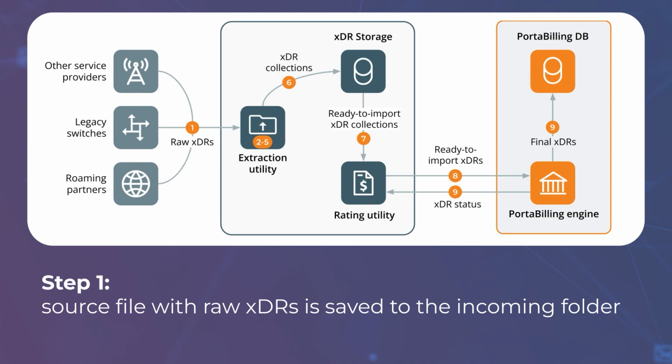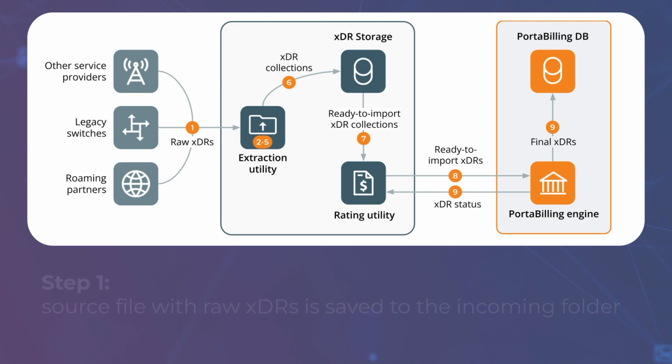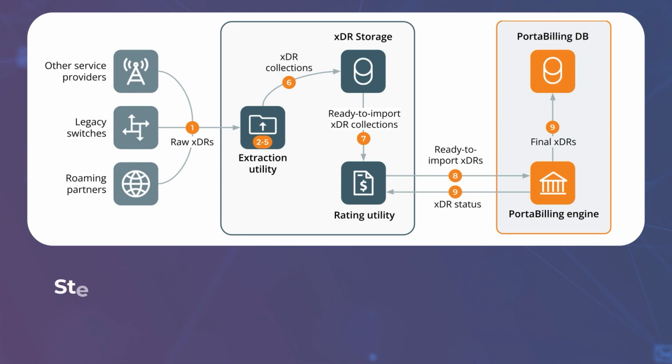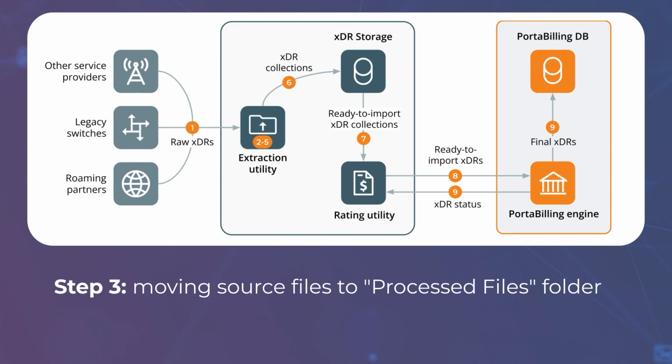If there are several source files in the folder, the mediator utility will order them alphabetically by source file name and then add them to the end of the queue. In step 2, the extraction utility extracts the xDR data in the source file using one of the available modules, for example a CSV module. Each parsed xDR is represented as a set of attribute value pairs, like you see on your screen.